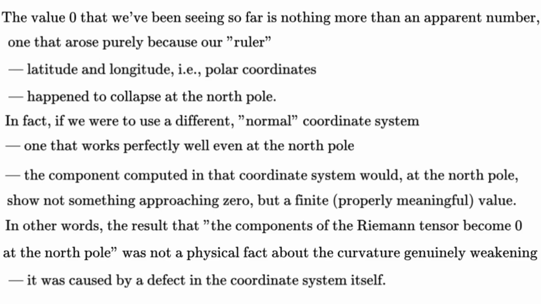In other words, the result that the components of the Riemann tensor become 0 at the North Pole was not a physical fact about the curvature genuinely weakening, it was caused by a defect in the coordinate system itself.